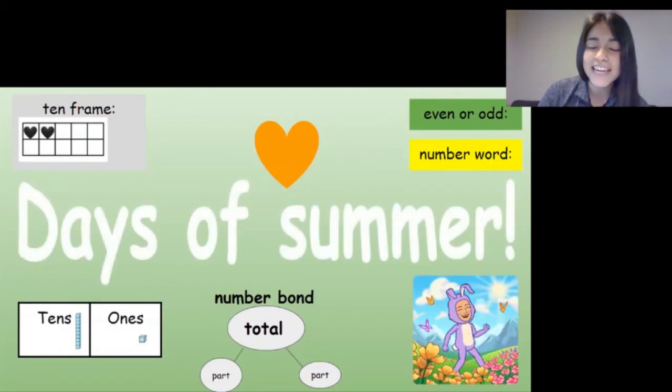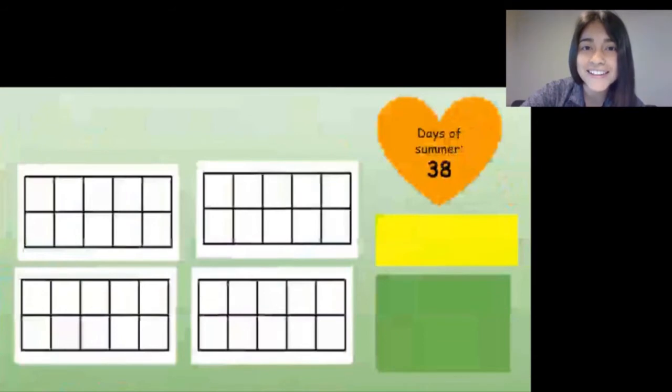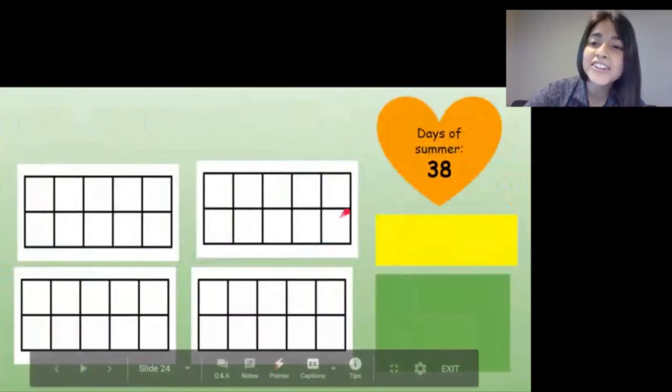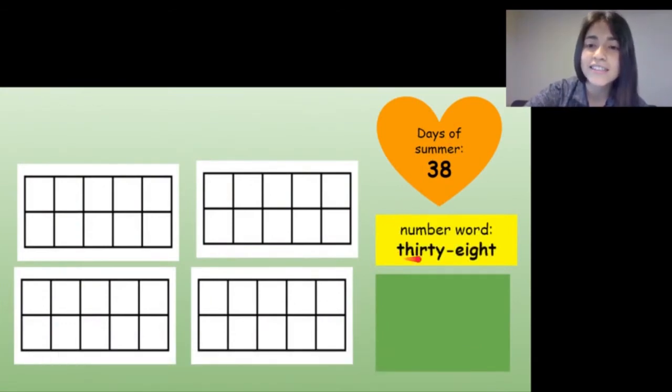Now we're going to move into days of summer. Can you tell me how many days we've been so far in summer? Yeah, 38. That number is right here. If we're going to write that number 38, it's going to look like this. 30 and then 8. Or how many 10s we have and how many 1s we have.